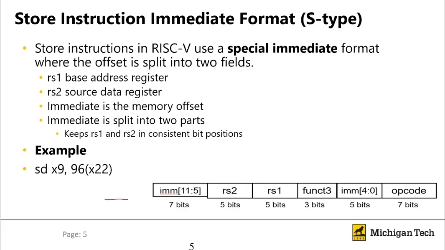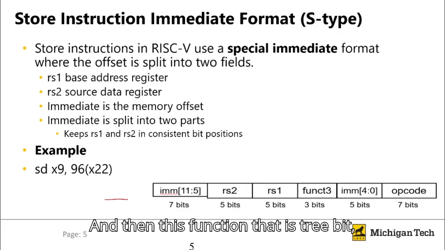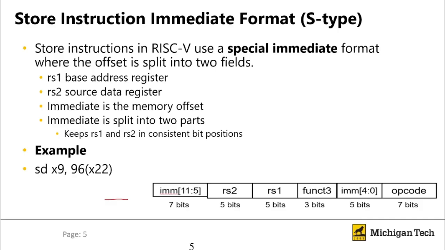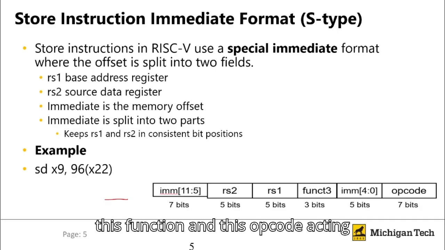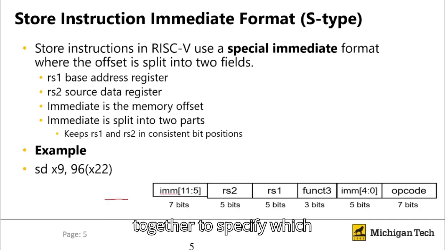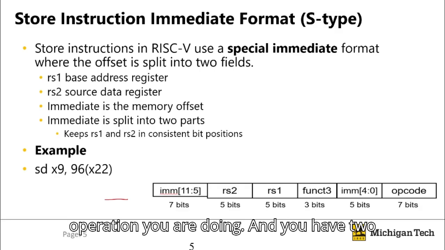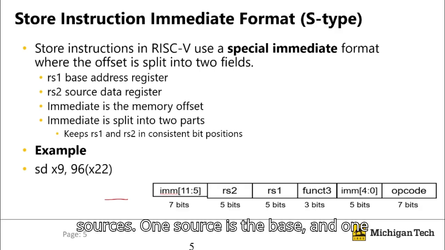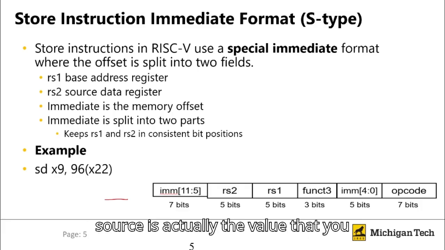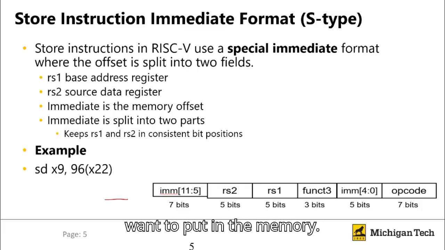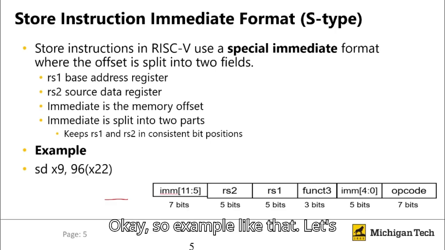And then this function that is 3-bit, this function and this opcode act together to specify which operation you are doing. And you have two sources. One source is the base, and one source is actually the value that you want to put in the memory. Okay, so an example like that.